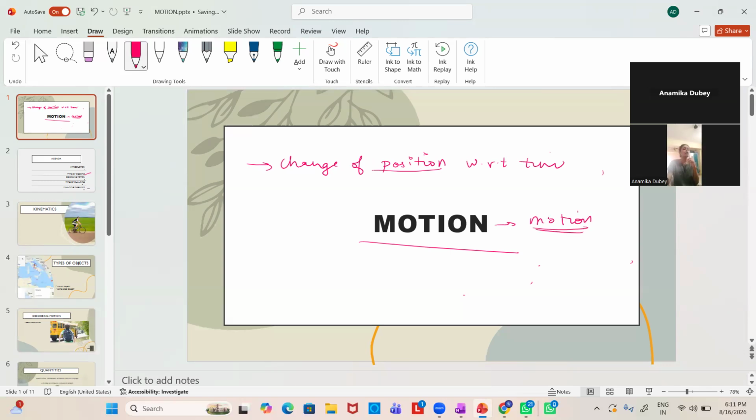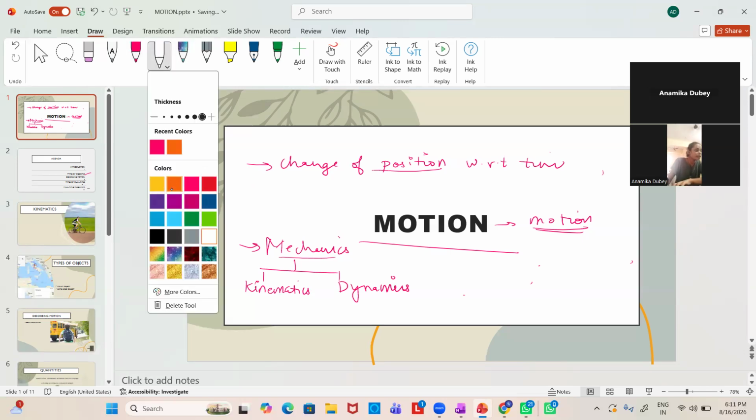So now why do we study motion? We study motion because we have a part of physics that is called mechanics. In mechanics, we have two more bifurcations: kinematics and dynamics. Now, what is the difference between the two?